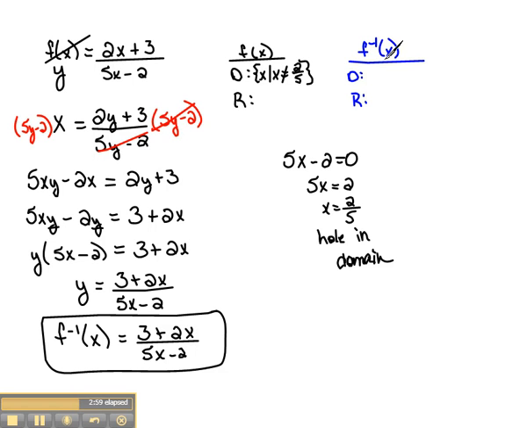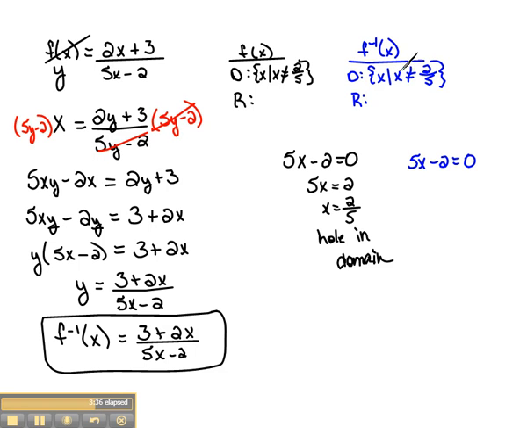Now for the domain of the inverse function. The domain of the inverse function would exclude where the inverse function's denominator would equal 0, which is 5x minus 2 equaling 0. Well, that's the exact same thing, isn't it? So our domain of the inverse function would be the set of all x's such that x cannot equal 2/5. Now this one is a very strange one because both of their domains actually happen to be the exact same thing. That doesn't happen very often.